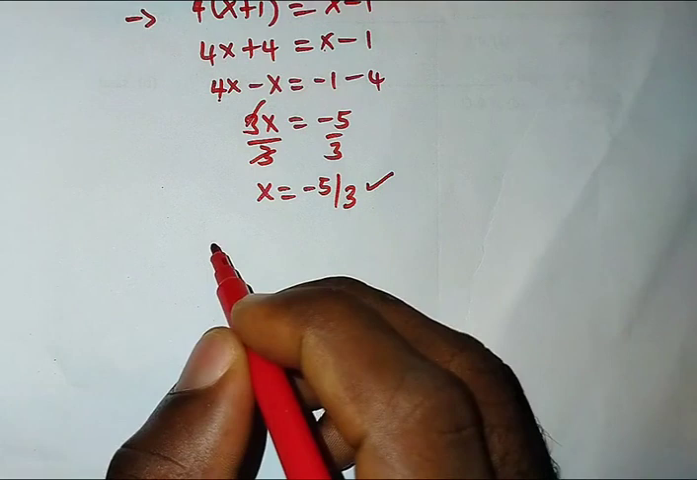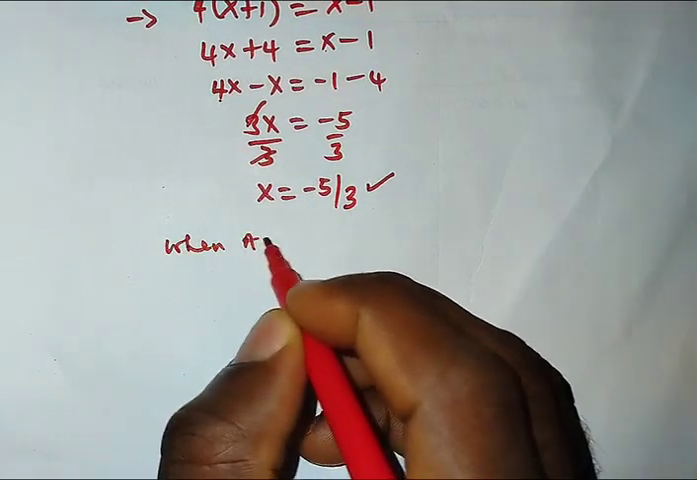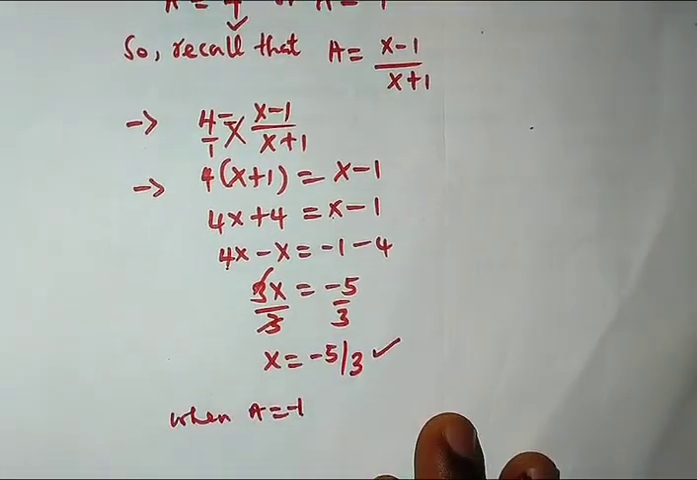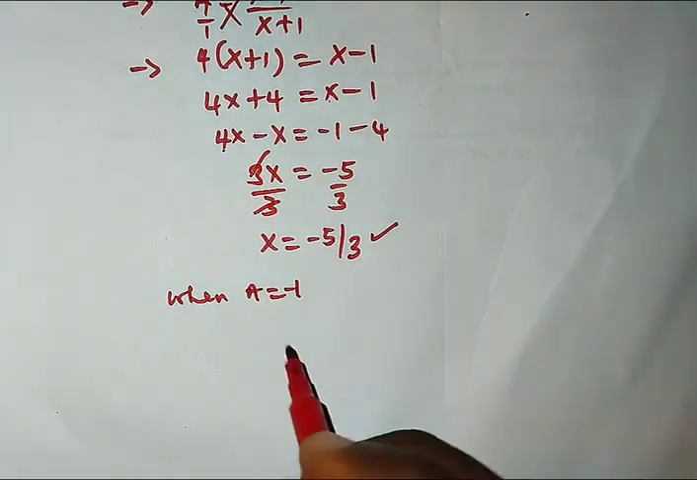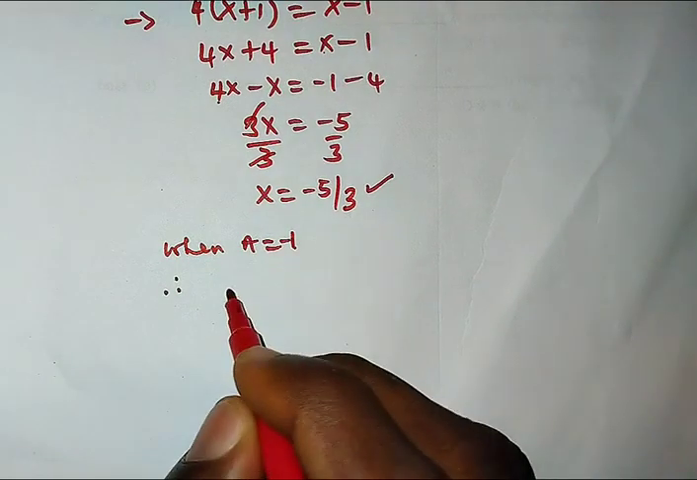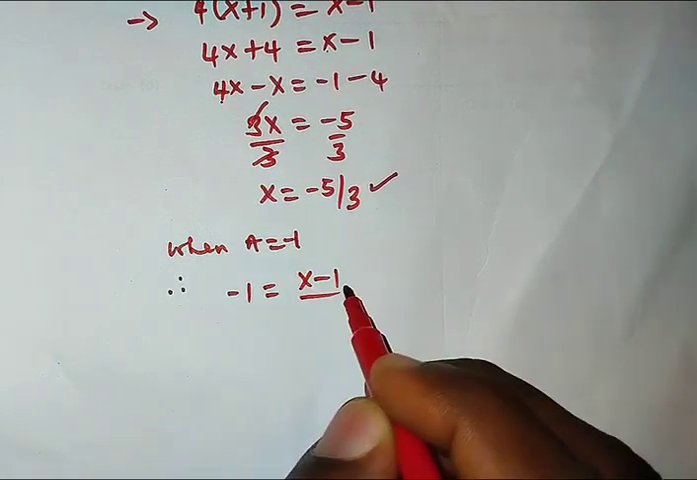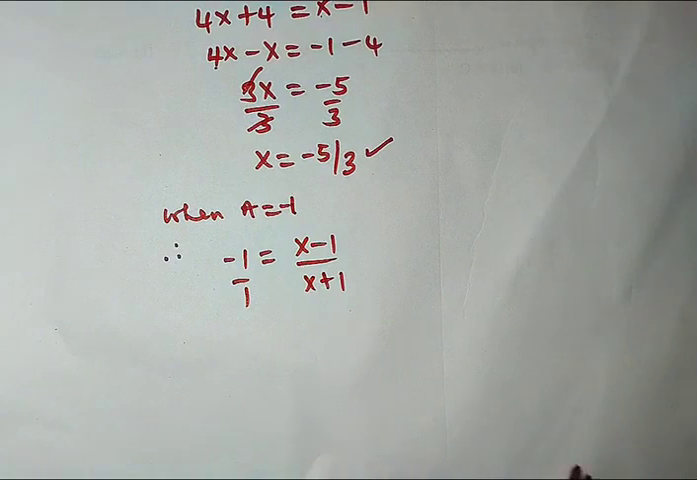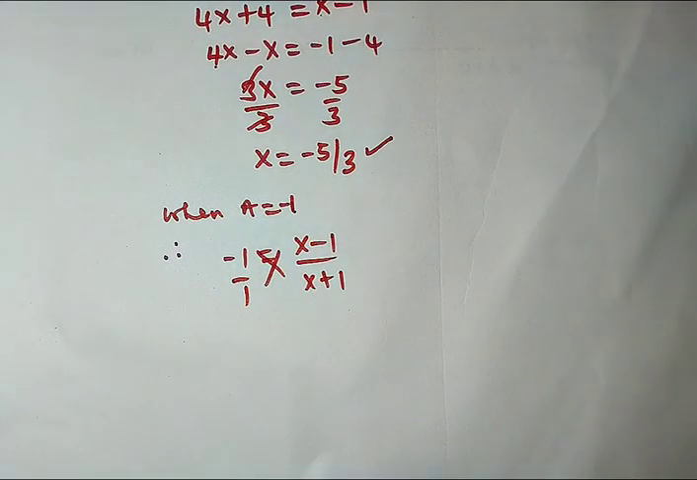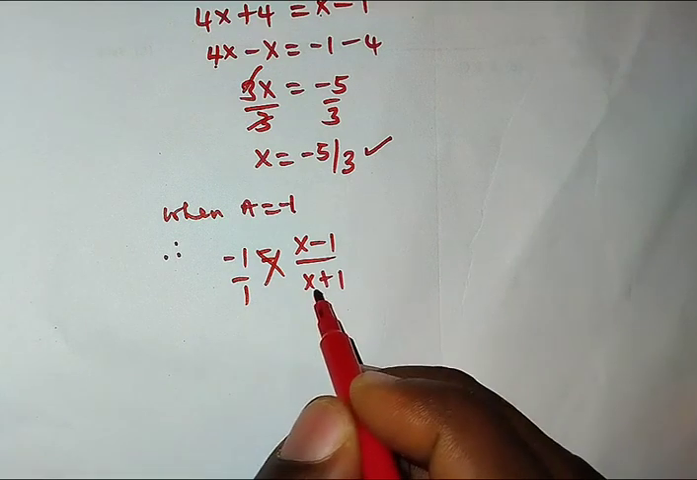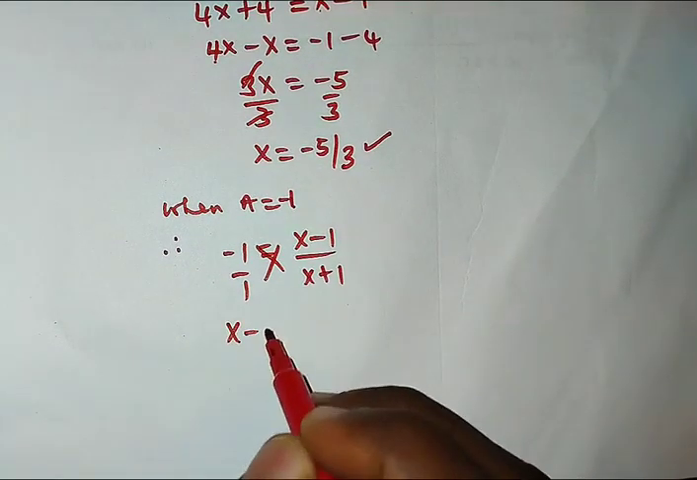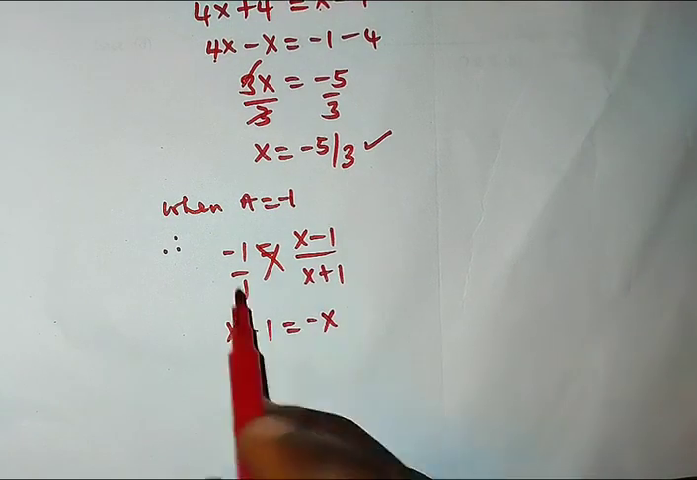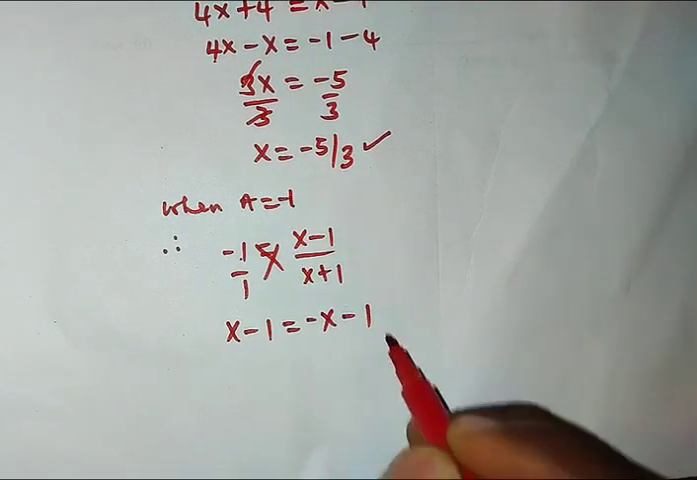So therefore we go to when a equals minus 1, according to what we have up here. We have minus 1 equals x minus 1 over x plus 1. So we do cross multiplication as we did above. We are going to have x plus 1 times minus 1, which gives minus x minus 1, equals x minus 1. Are you getting it now?